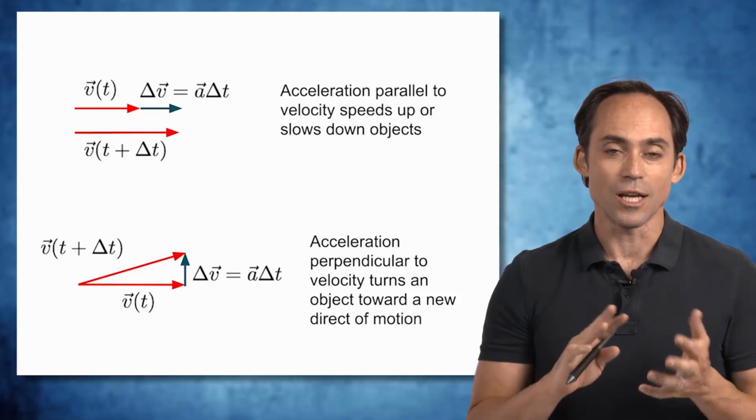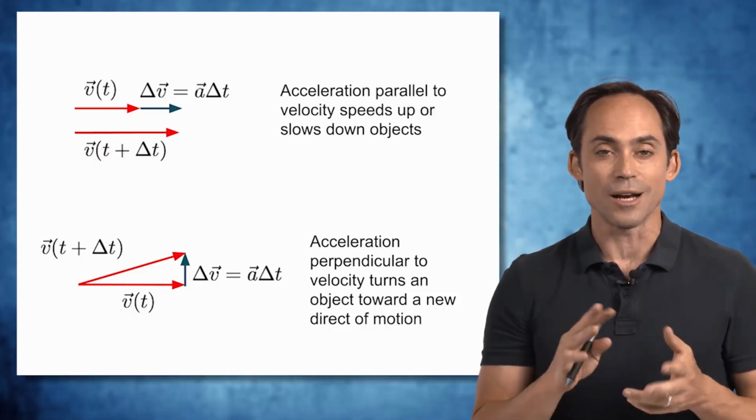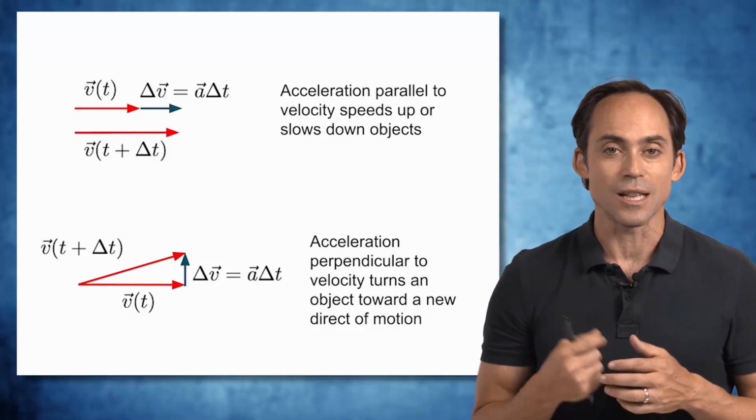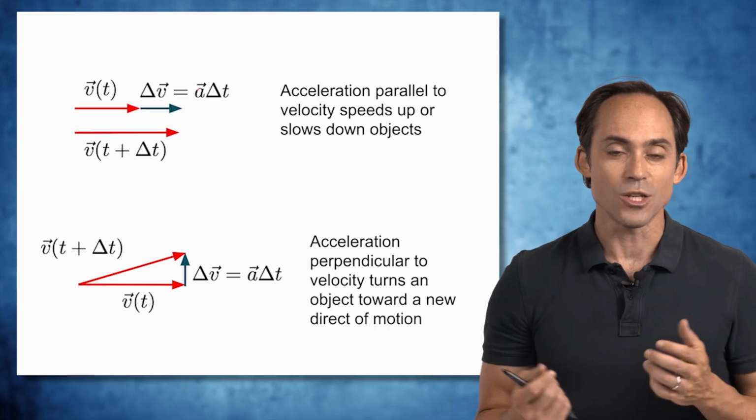And so in general, when you have an acceleration vector pointing at an arbitrary angle, you're going to have a component that changes the speed. That's the one that's aligned with the velocity vector, and one that changes the direction.